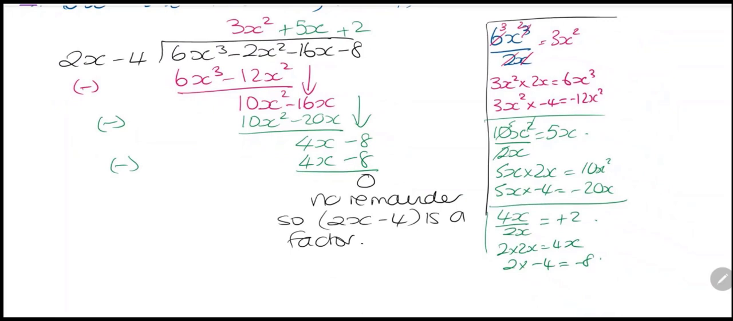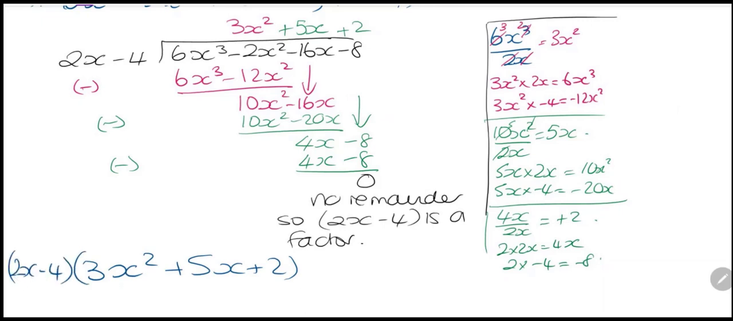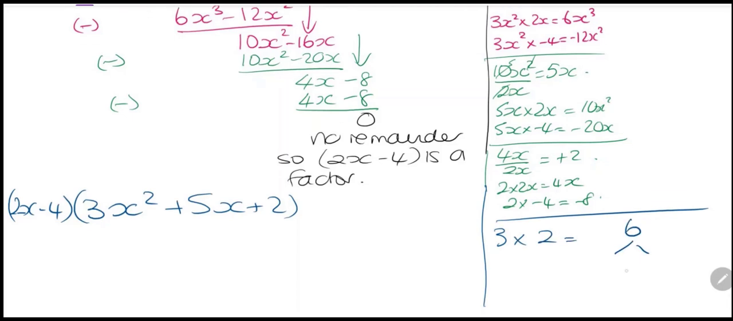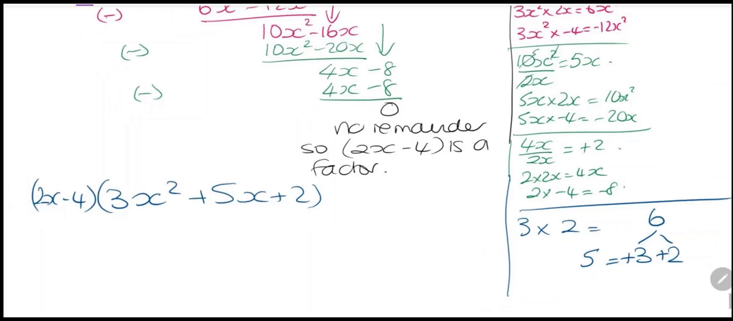So now we need to factor fully. So we've got 3x squared plus 5x plus 2, and we have the 2x minus 4 that we just found. So we need to factor these terms. So 3 multiplied by 2 is 6. So we're looking for factors of 6 with a sum of 5. So this will be 3 and 2. So this is going to be all positive. So 3 times 2 is 6 and 3 plus 2 is 5.